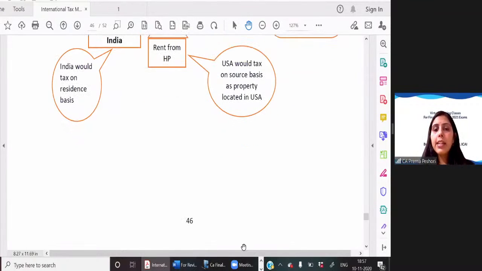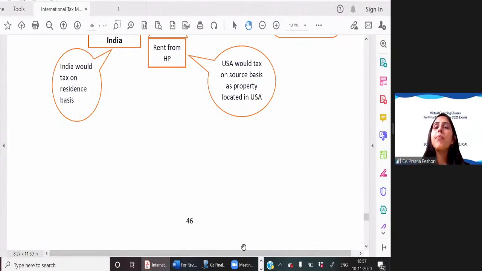Clear? Any doubt? So what are the objectives of DTAA? It grants relief from double taxation. It avoids double taxation.